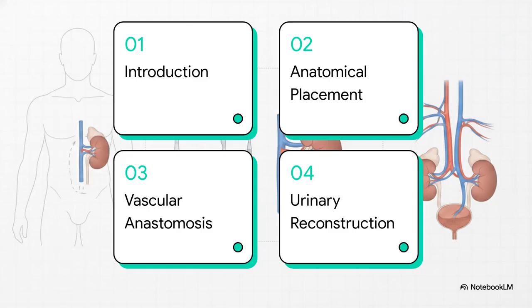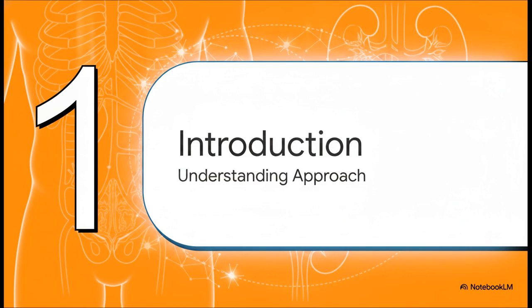Here's our surgical roadmap for today. 1. Introduction. 2. Phase 1: Anatomical placement. 3. Phase 2: Vascular anastomosis. And finally, 4. Phase 3: Urinary reconstruction. All right, let's jump right into Section 1.